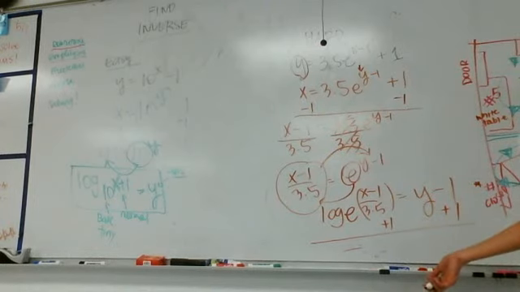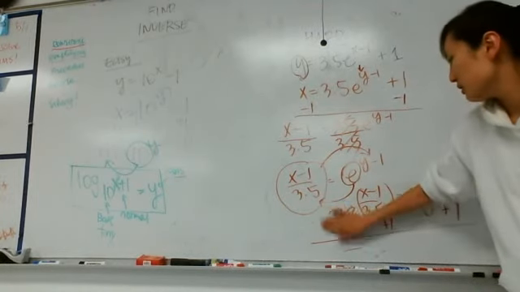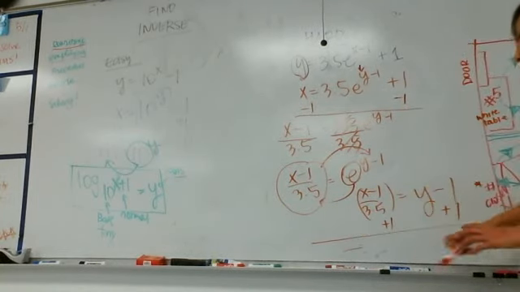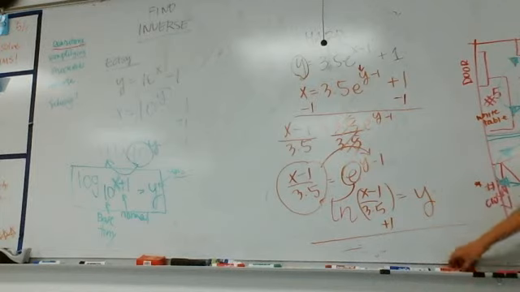What is ln again? Natural log, log e. So this is a shortcut: ln of x minus 1 over 3.5, plus 1, equals y. That's the inverse, remember.